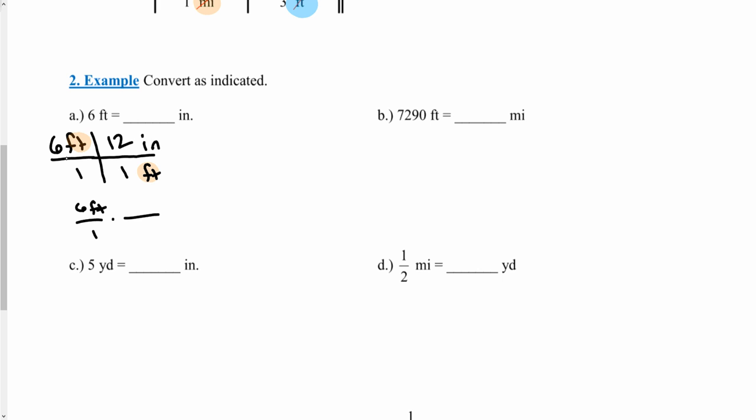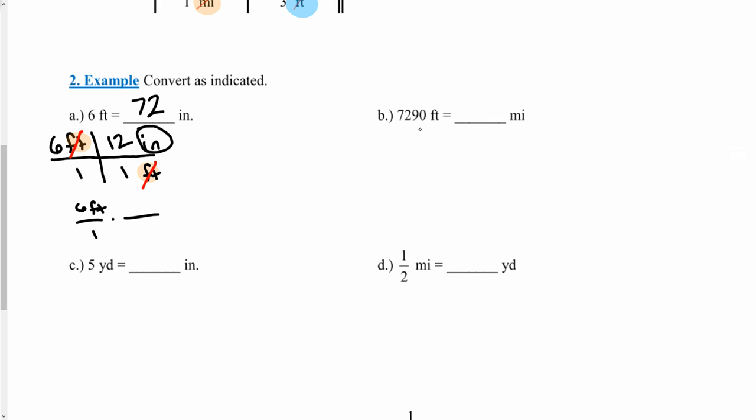So now I have 6 feet times 12 inches over 1 foot. The feet cancel, and that leaves me with 6 times 12, which will get me 72. And the only label that's left is inches.